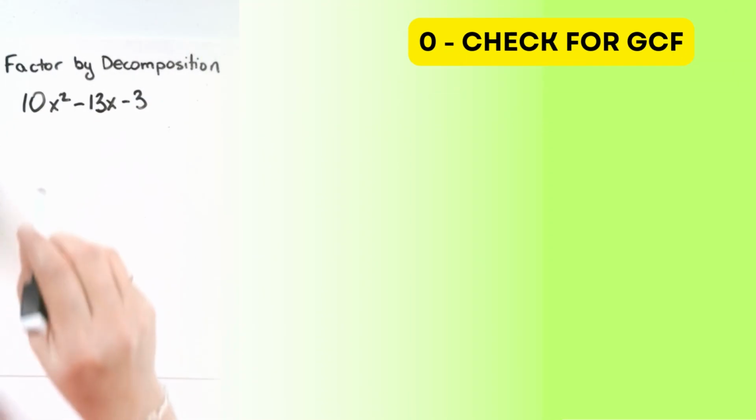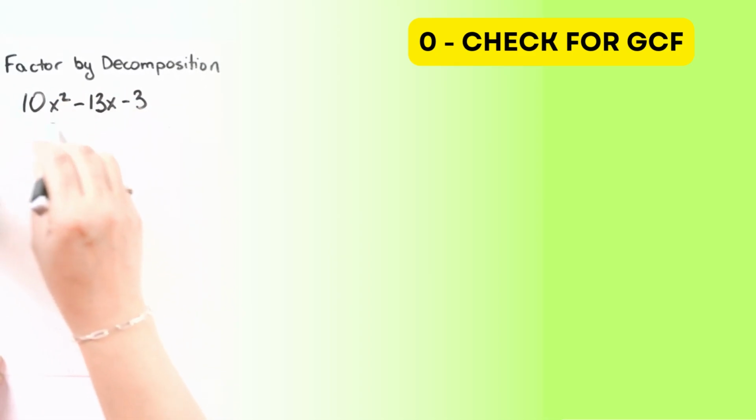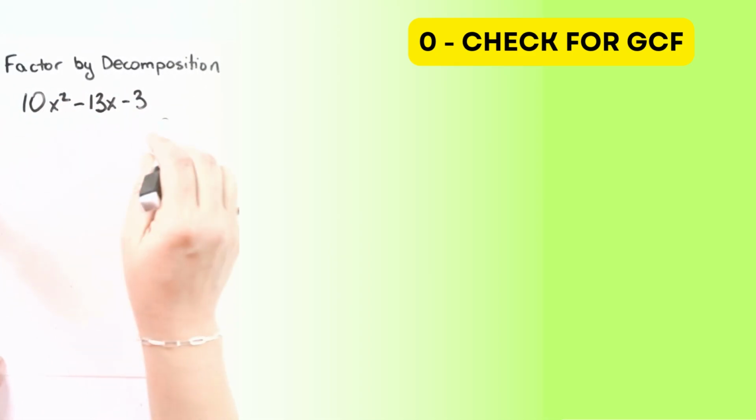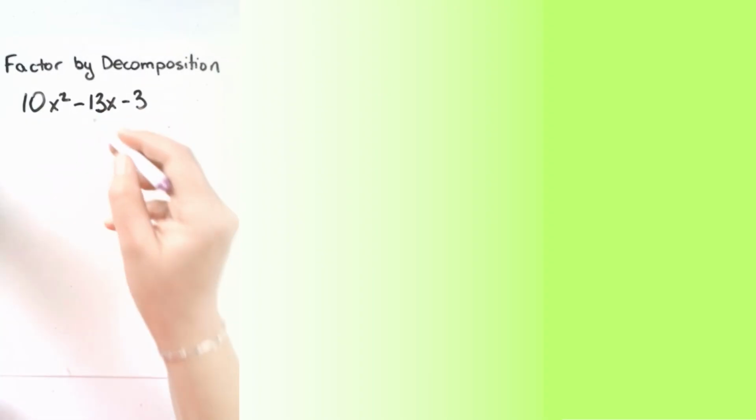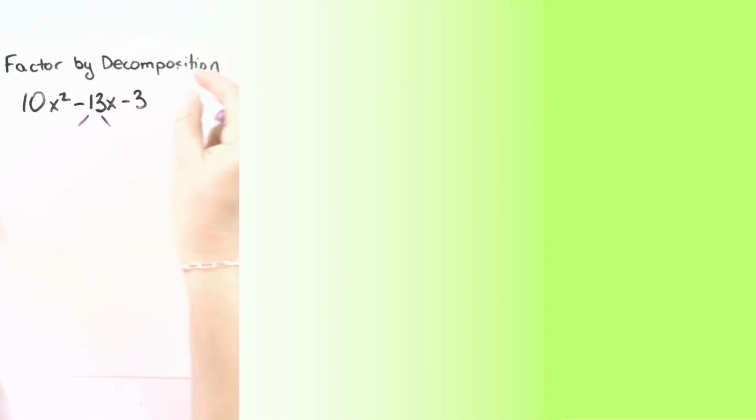The first thing you always do is you check if you can factor out a greatest common factor out of all three terms. And in this case, I cannot. But you always check because it could actually make your life way simpler. After that, we're going to take this middle term, and we're going to break it apart or decompose it in order to factor this trinomial partially. And this is what it looks like.